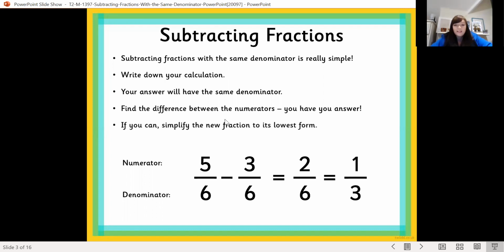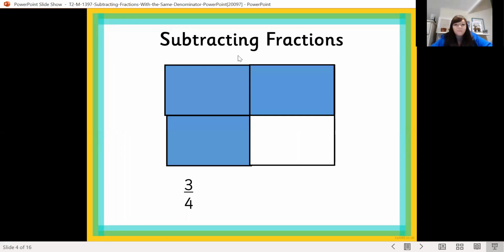Then you can simplify it to an equivalent fraction. So both 2 and 6 you can divide by 2. So 2 divided by 2 is 1, 6 divided by 2 is 3, and that is the same as 1/3. So here we have 3/4. Take away 1/4 is 2/4 or 1/2. So we had 3/4 shaded in. We took away 1/4 and we're left with 2/4, which as you can see is the same as half of this square.